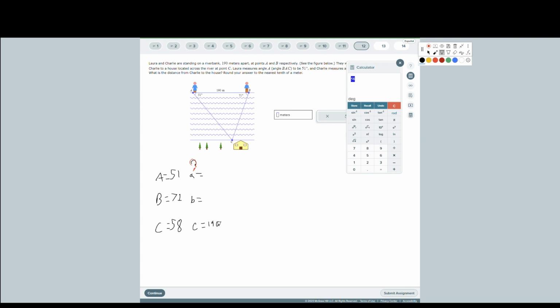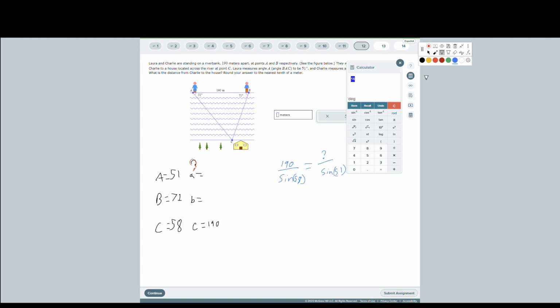And so now that I have a complete C angle, I can just use the law of sines. If I'm looking for this side length, then I want the side length of my comparison to be on top, and then the sine of 58 to be here on the bottom. And then that's going to equal whatever I'm looking for over the sine of 51.